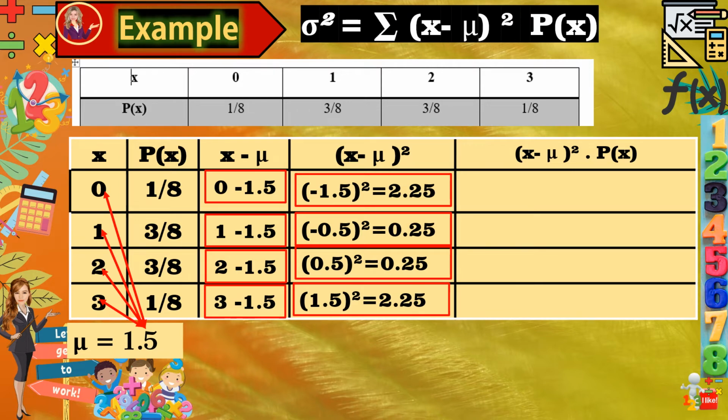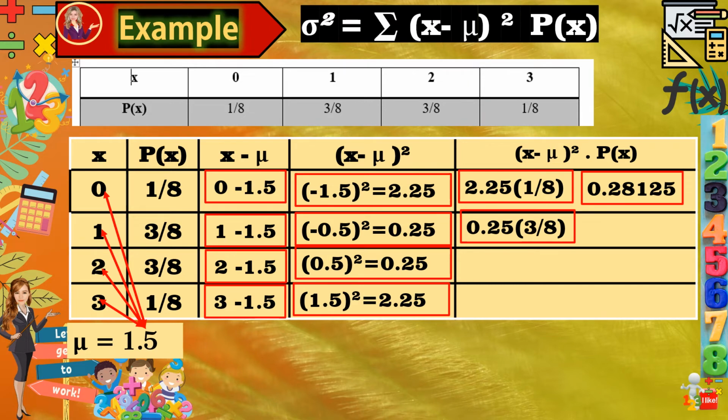Next, we will proceed now to our given p of x. So every result in your x minus mu squared, you need to multiply to your p of x. Let us now try. 2.25 multiplied by your p of x, which is 1 over 8, will give you 0.28125.